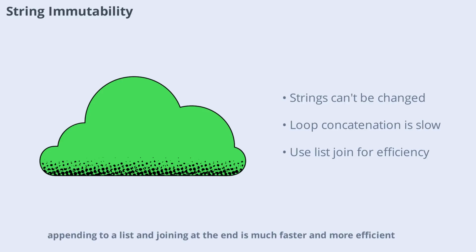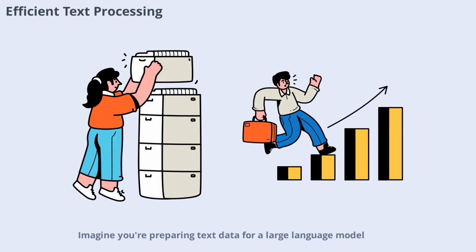Instead, appending to a list and joining at the end is much faster and more efficient. Imagine you're preparing text data for a large language model. If you use text plus equals word inside a loop, Python creates a new string every time, which is inefficient for big datasets. The smarter approach is to collect words in a list and use join list at the end. This way you process text in linear time, making your AI data pipeline much faster and more scalable.